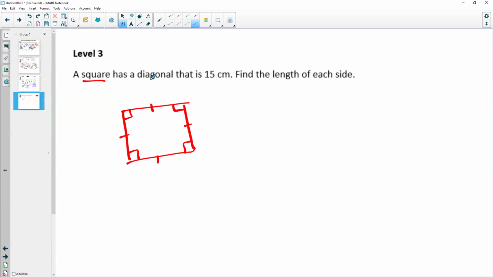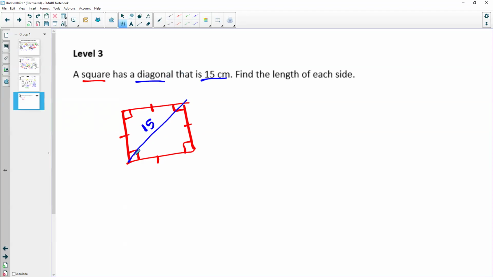And so what we're going to do now is draw in our diagonal that is 15 centimeters. Here's our diagonal. It's 15. And they want you to find the length of each side. Well, one of the properties of a square that we learned about earlier this school year was that inside of a square, the diagonal bisects the opposite angles.